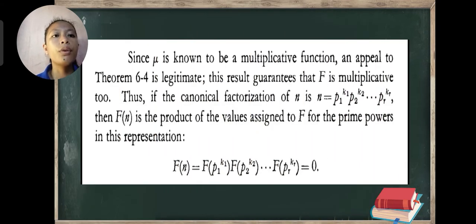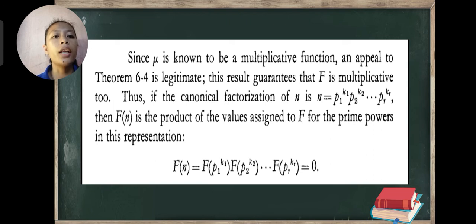Since mu is known to be a multiplicative function, an appeal to Theorem 6.4 is legitimate. This result guarantees that capital F is multiplicative too. Thus, if the canonical factorization of n is p sub 1 raised to the power of k sub 1, p sub 2 raised to the power of k sub 2, up to p sub r raised to the power of k sub r, then capital F of n is the product of the values assigned to capital F for the prime powers in this representation.